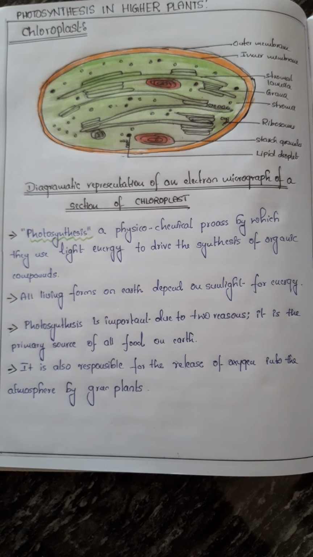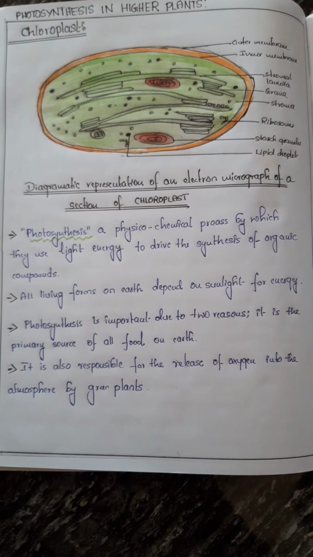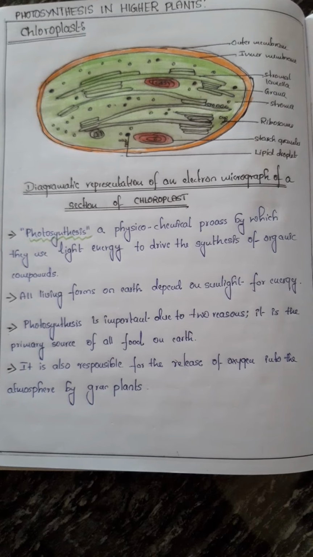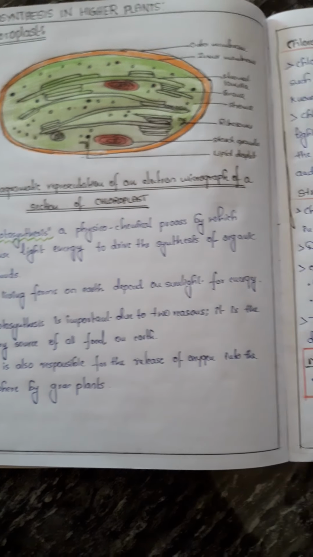Photosynthesis is important due to two reasons. It is a primary source of all food on earth. It is also responsible for the release of oxygen into the atmosphere by green plants.